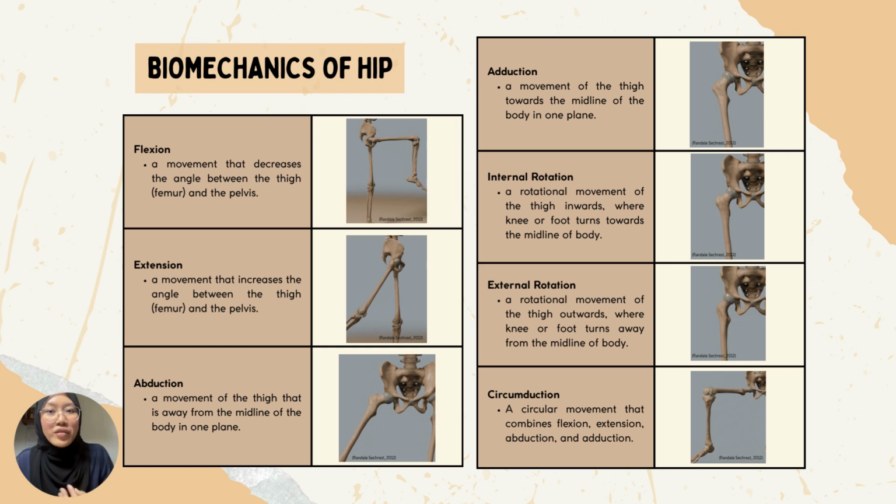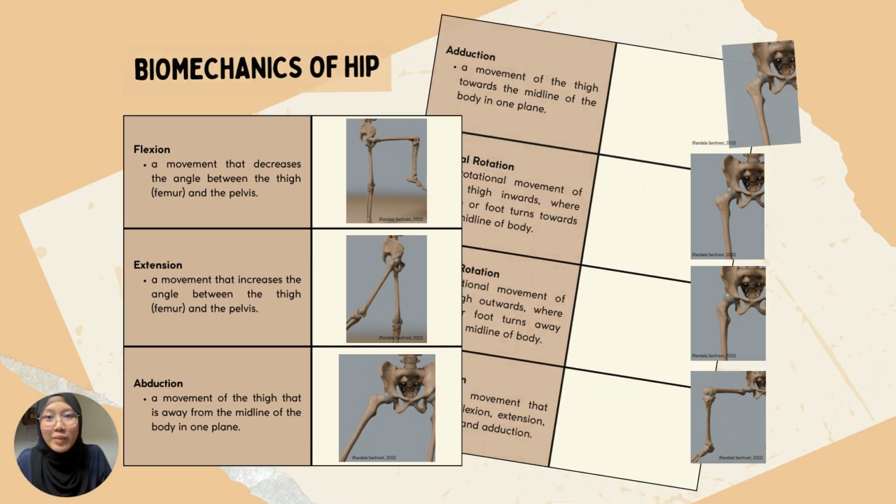To differentiate between the pictures shown for the internal and external rotation, we can look at the lesser trochanter of the femur. In internal rotation, the lesser trochanter is less prominent because the femur is turning inwards. As for external rotation, the lesser trochanter is more prominent because the femur is turning outwards. And last but not least is circumduction. It is a circular movement that combines flexion, extension, abduction, and adduction. So these are the movements that the hip can do.